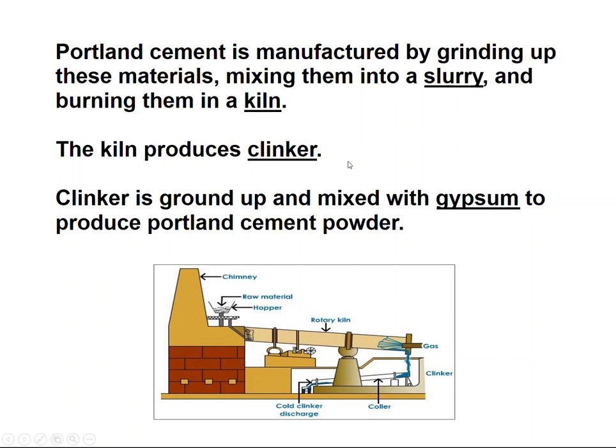Clinker we're going to see a picture of here, I believe. Clinker is just like large BBs, large pellets. It looks like aggregates, it looks like gravel, but it's dried up chunks of that slurry. That clinker is then ground up and mixed with gypsum powder, to produce the Portland cement powder.